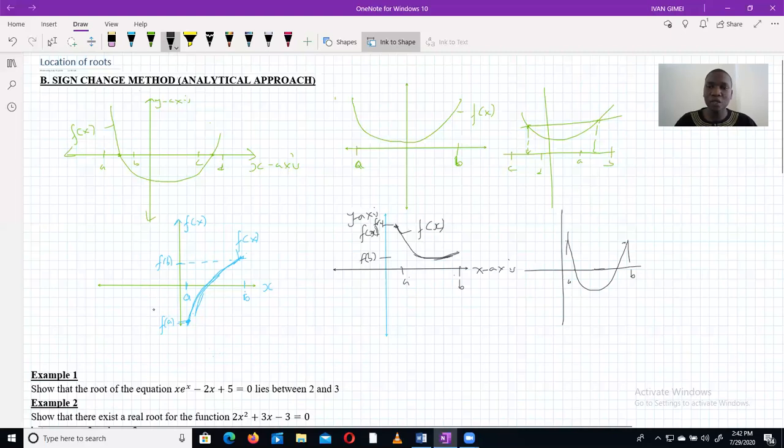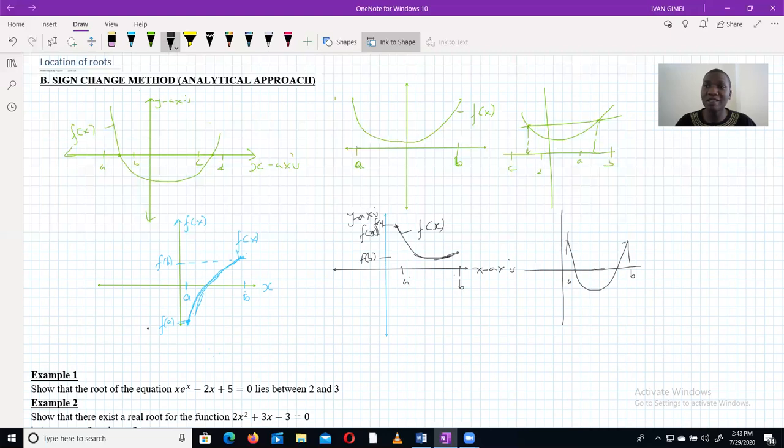Okay. In the questions you're going to meet here, most of them will say, show that it has only one root. But if there are many roots, then this method may be a bit misleading. In most of the questions they'll say, show that there is a real root. But if in a given interval there is more than one root, then this method may not be very appropriate.